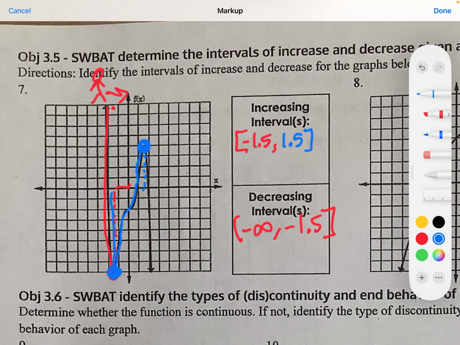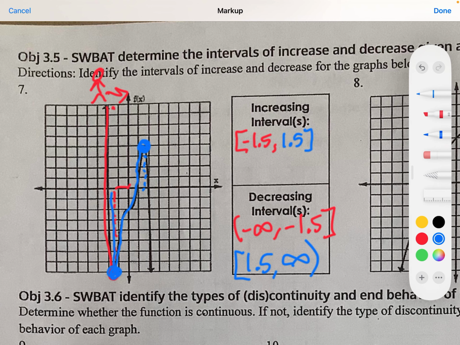After the 1.5, it starts to decrease again. So here we go, 1.5, and then it decreases all the way off to infinity. It never stops. It just goes down forever and ever and ever. So this is negative 1.5, comma, infinity. Again, we are concerned with the x values, not the y values.